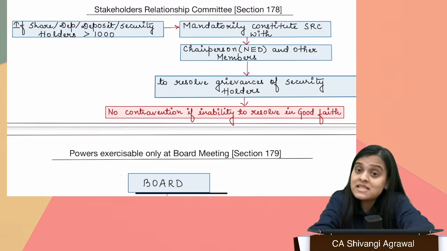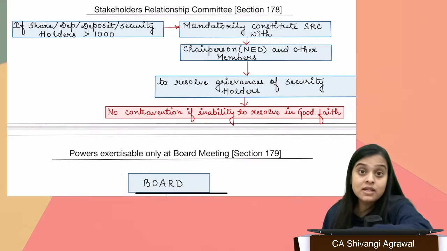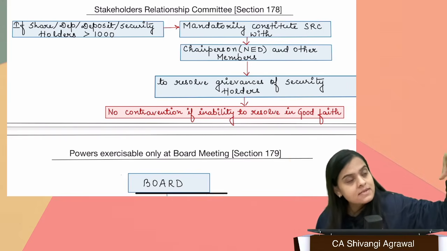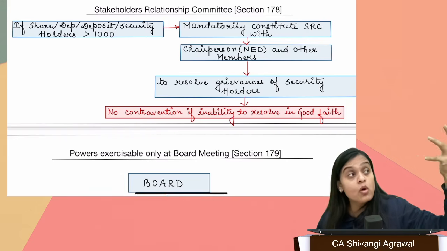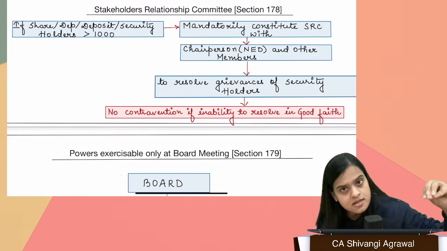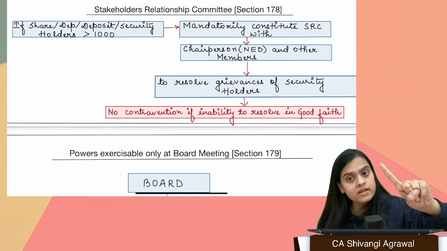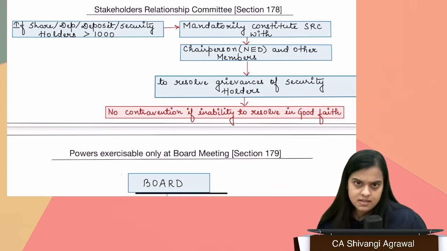So to resolve these grievances of the security holders, you need a SRC. Okay. Now, what is going to be the composition of SRC? There is no composition which has been specified. It's only stated that the chairperson will be non-executive director and such other members as needed. Okay.